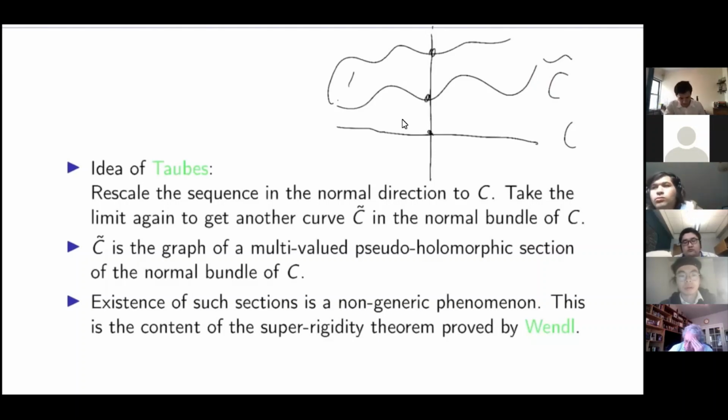And some computation shows you that this multi-valued section of the normal bundle is not a random section, it satisfies a PDE. So in some sense, it's a pseudo-holomorphic section.